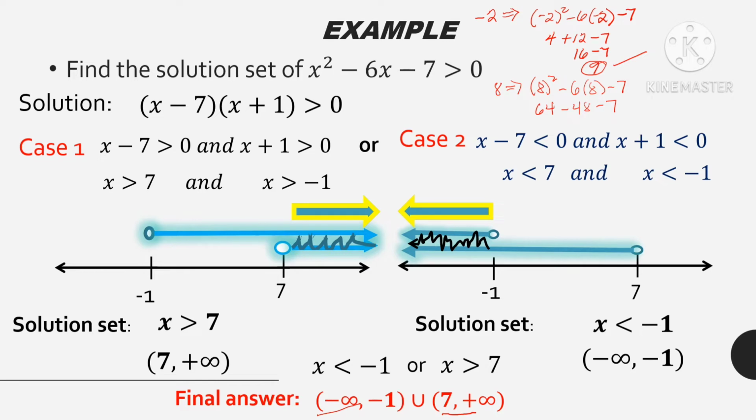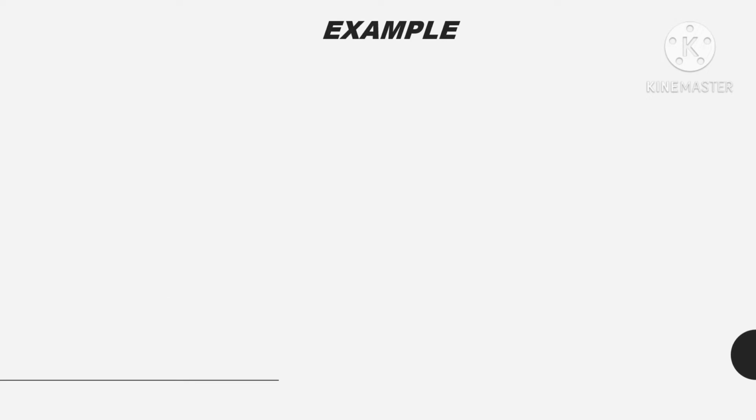64 minus 48 is 16. Minus 7, so that is equal to positive 9 also. So, positive. So, that's correct. Let us have another example.